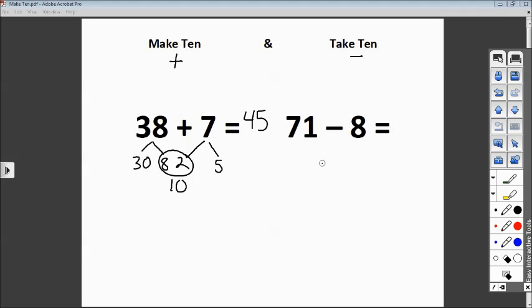Take 10. What we want to do is break this down, but we want to take 10 this time. So we have 10 on this side and 61 here. 61 and 10 make up 71. And now since this is subtraction, all we're going to do is take 10 from here. I'm sorry, subtract. So 10 minus 8 equals 2. Now what we have left over is 61 and 2, which means this is 63.